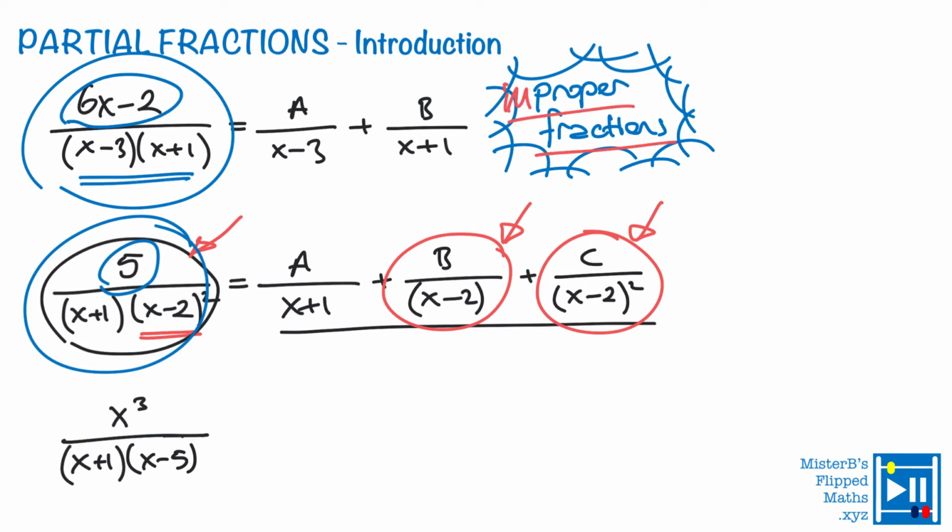Now, when we start writing the partial fraction decomposition of such improper fractions, we start with ax plus b plus the fraction part, which is going to be c over x plus 1 plus d over x minus 5. The reason is, if you do long division, you're going to get an answer to this.